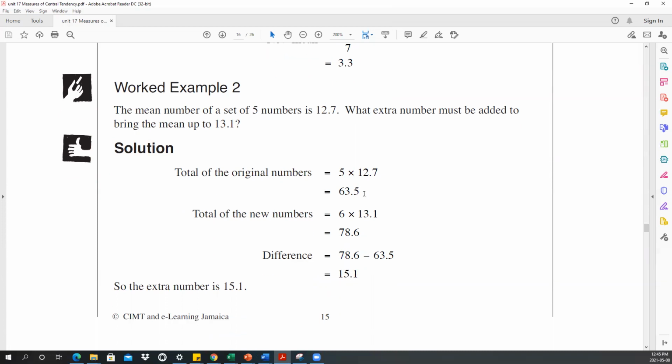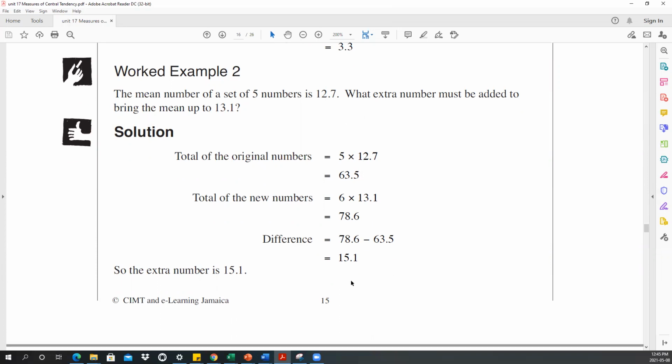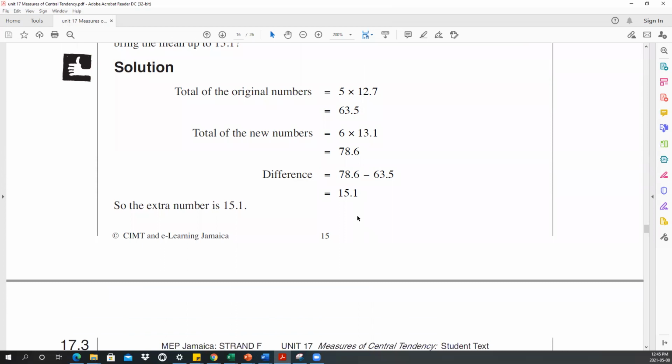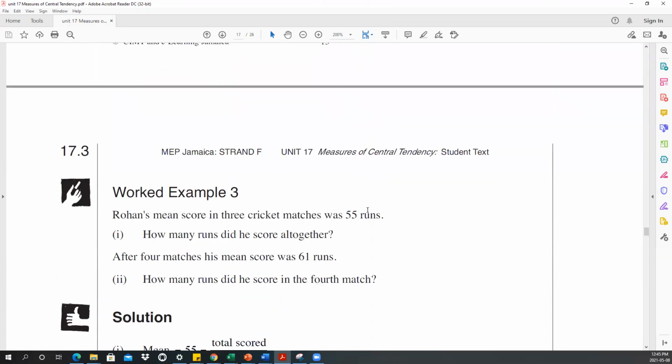So that's all they do. They say, all right, the total of the original set of numbers, which is 63.5, you take the difference between that and the new total, which is 78.6, and that would account for what the extra number should be, which is 15.1.